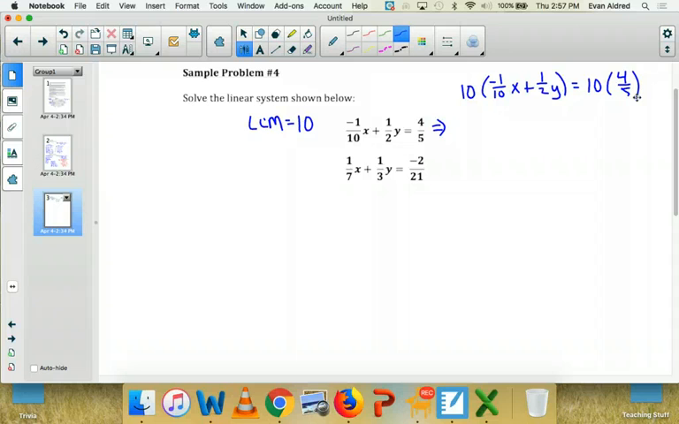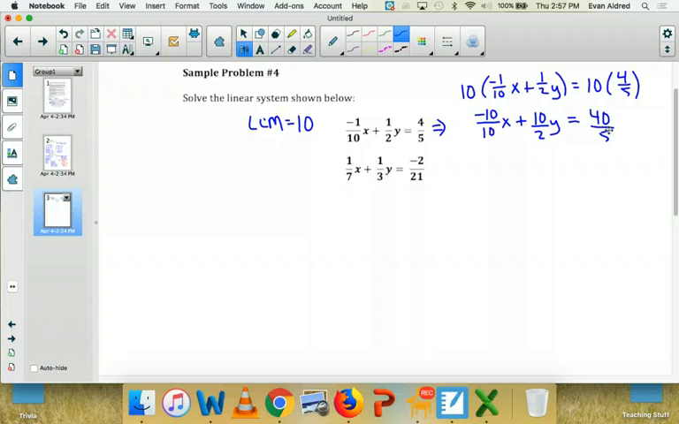Well, when we take 10 and multiply it by negative 1 over 10, we get negative 10 over 10x. We'll reduce that in a second. We multiply 10 by 1/2, we get 10 over 2y. We'll reduce that in a second. We multiply 10 by 4 over 5, we get 40 over 5.